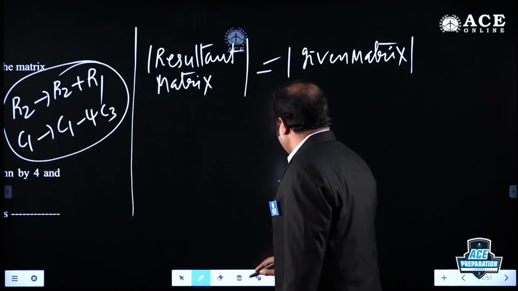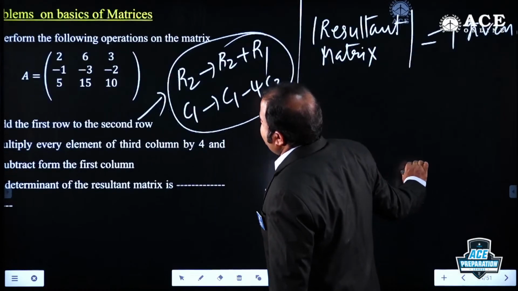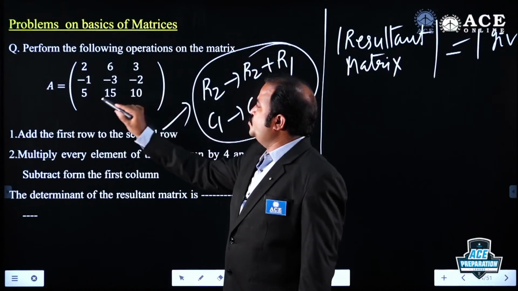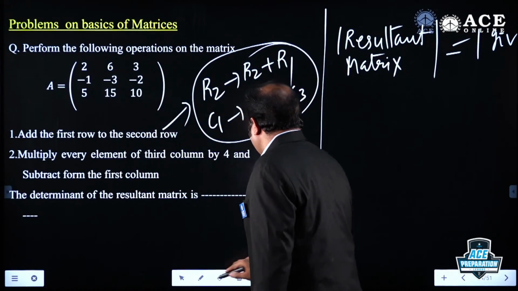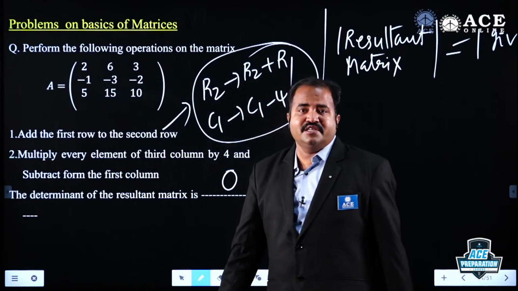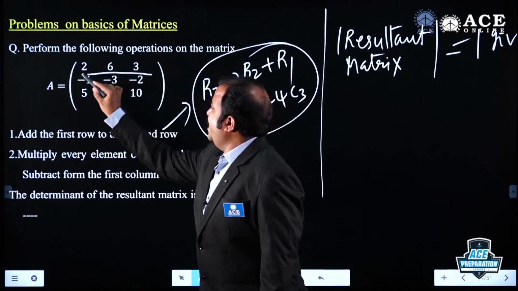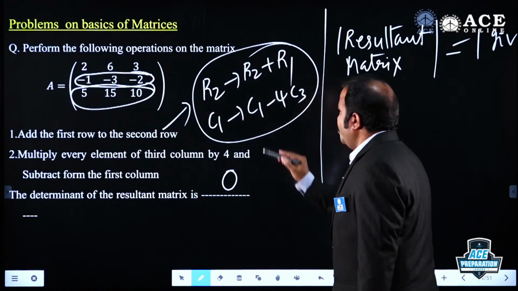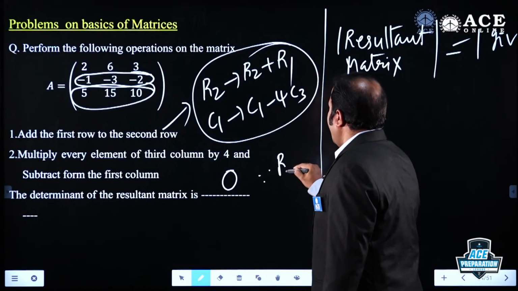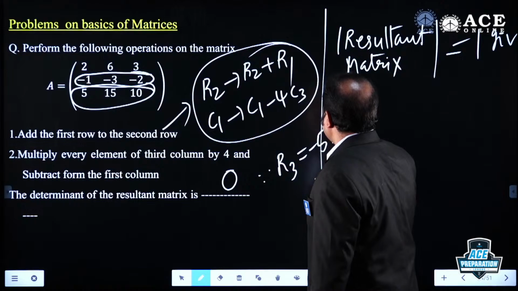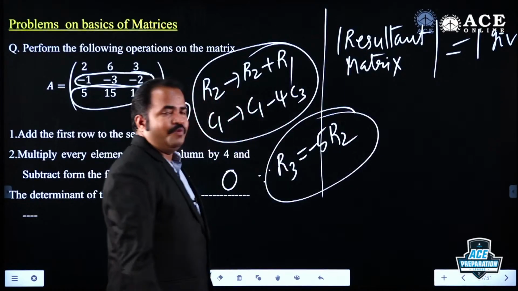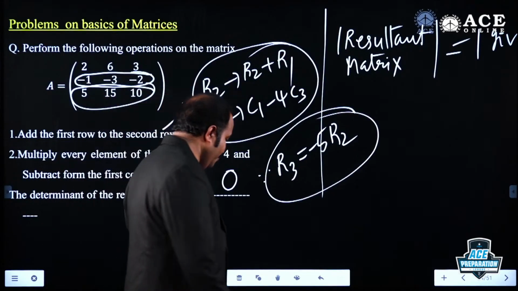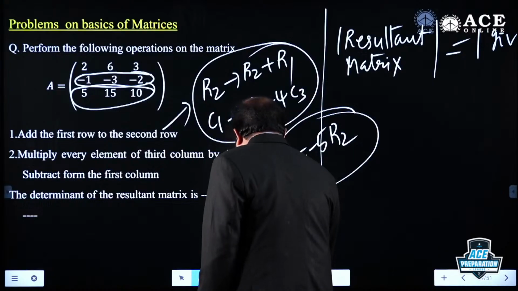So determinant of given matrix means what? What is the given matrix? 2, 6, 3, minus 1, minus 3, minus 2, 5, 15, 10. So without any calculation, the answer is 0 only. Why is the answer 0 here? Second row and third row are proportional, right? By the property of proportionality. The reason is R3 equal to minus 5 times R2 only. So they are proportional. So by the property of proportionality, the determinant is 0 only. No need to perform the operations.